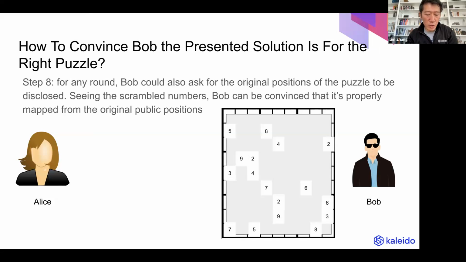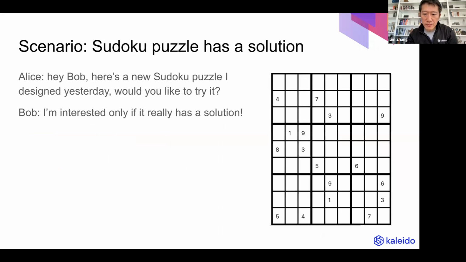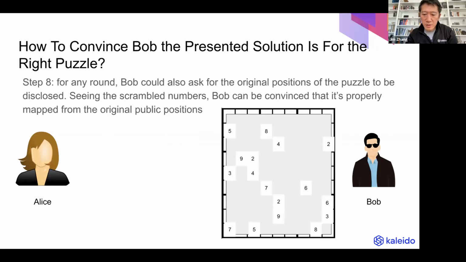So Alice says, no problem. Let me give you the scrambled numbers for the actual puzzle. So remember, this was the original puzzle, and this is the mapped puzzle. So Bob can be convinced, okay, these numbers are properly mapped to the original puzzle. So the solution you're presenting to me is the right one for the actual puzzle.